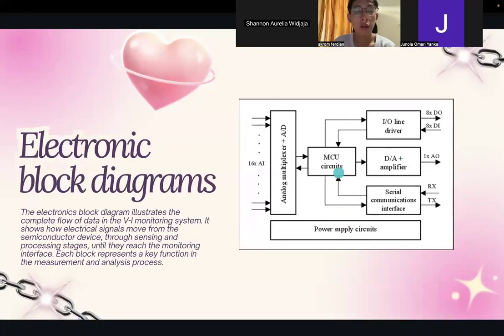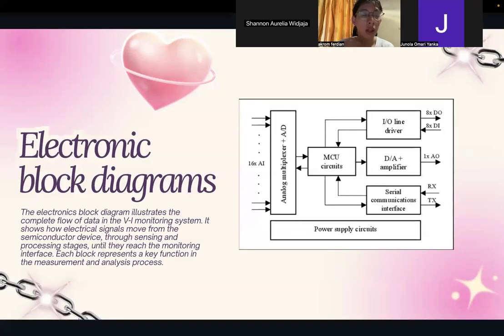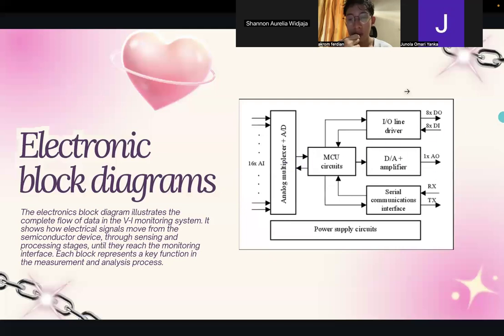Okay, so we have an electronic block diagram here. The electronic block diagram illustrates the complete flow of data in the VI monitor. It shows how electrical signals move from the semiconductor device through sensing and processing stages, and then to the monitoring interface. Each block represents a key function in the measurement and analysis path. Basically, if you look at the image, it tells us how the data flows from the beginning until the end in the VI monitoring system.